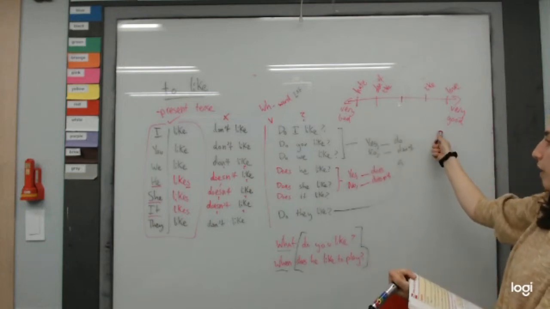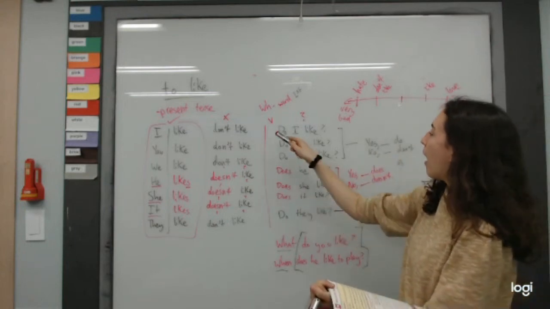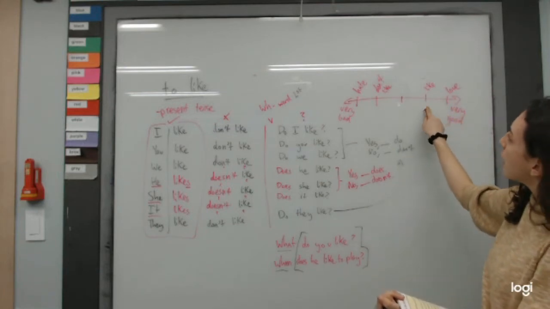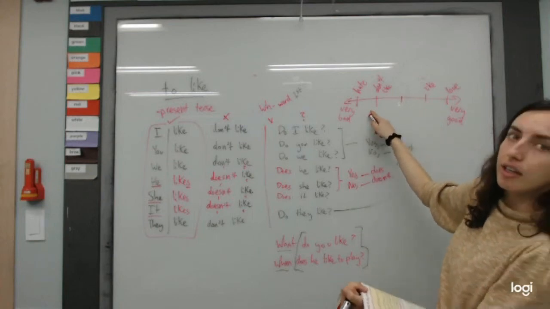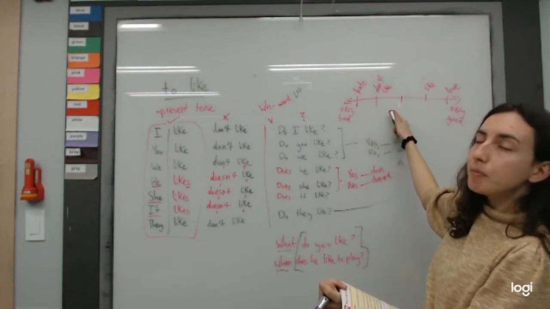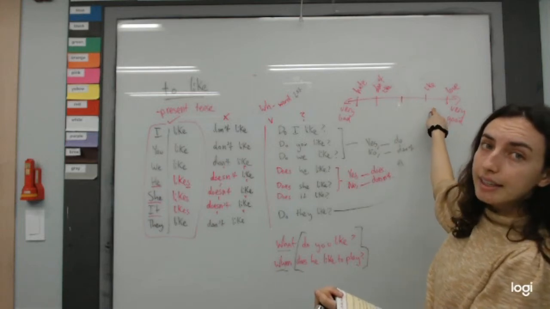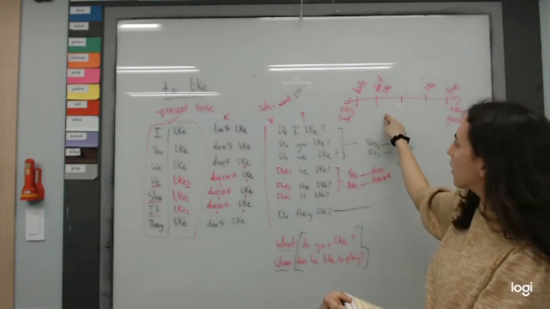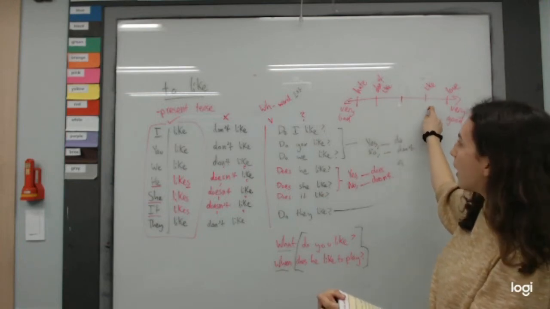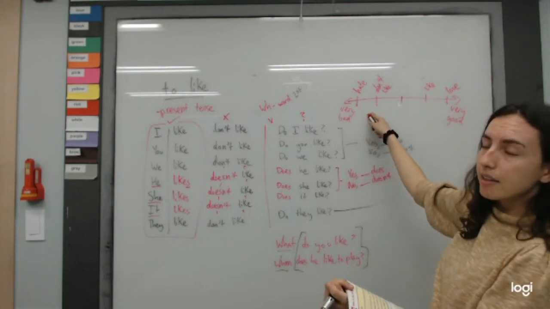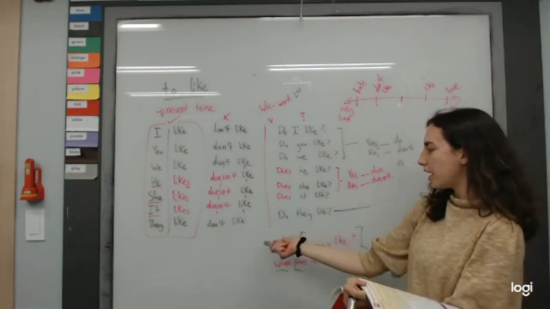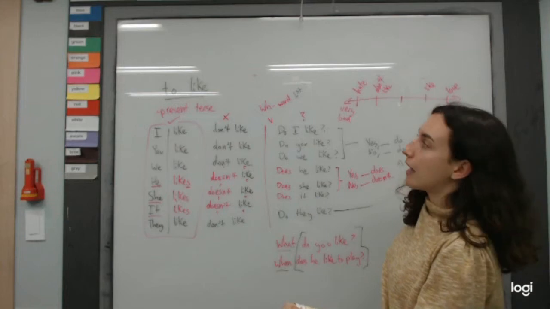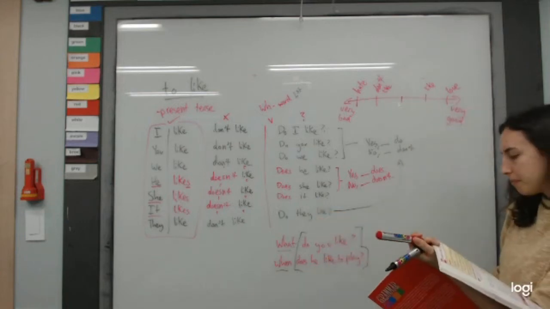So all of these words we can use in the same way. We can say, I like chocolate. I love chocolate. Does he like chocolate? Does he hate chocolate? Do you like cake? He doesn't like cake. Or does he like cake? Does he hate cake? We can use these words all in the same way with does, do, and s. She loves spaghetti. We just put s on the end, okay?